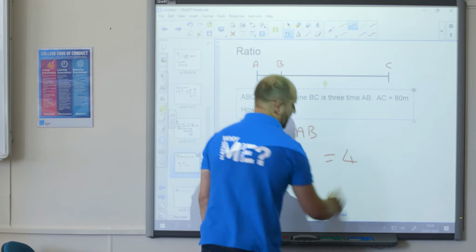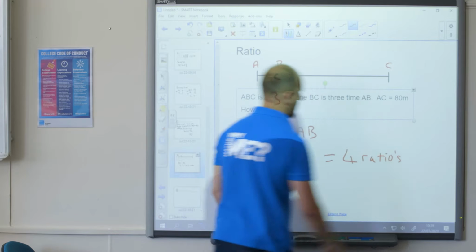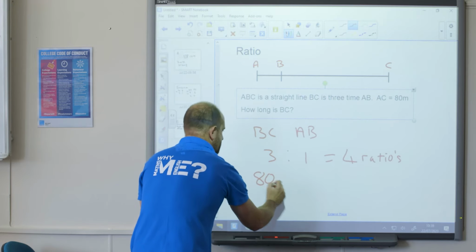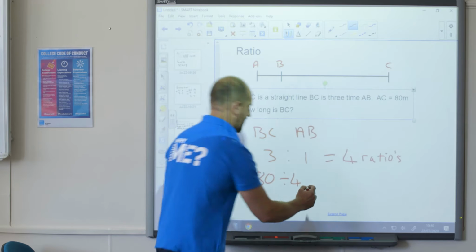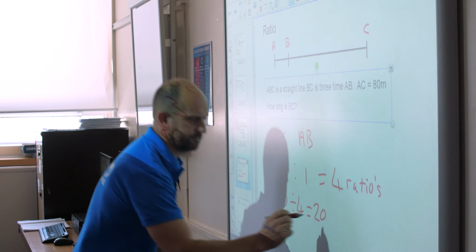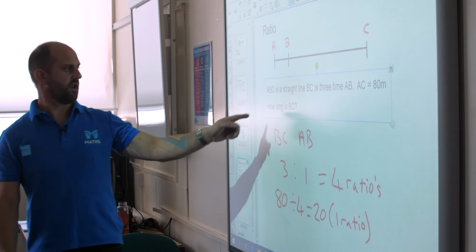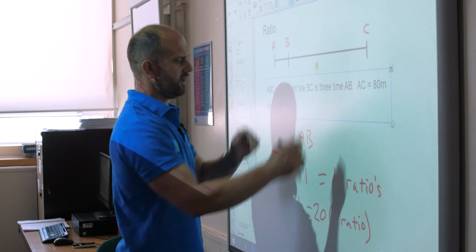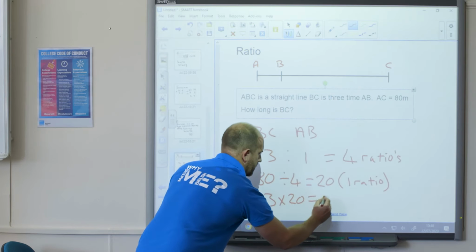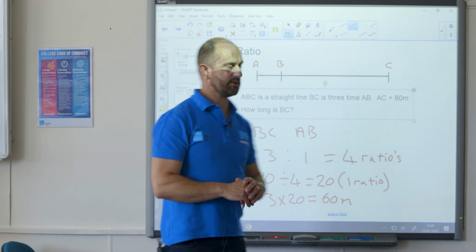If I add these together then, I've got 4 parts, or 4 ratios. I know then that the whole of that length is 80. So now my next sum then is 80 metres divided by 4 equals 20. So once again, that 20 then is 1 ratio. I want to know the length of BC. So BC is this part here. I know that that is 3 times. So therefore, 3 times by 20 equals 60 metres. So BC then is 60 metres.